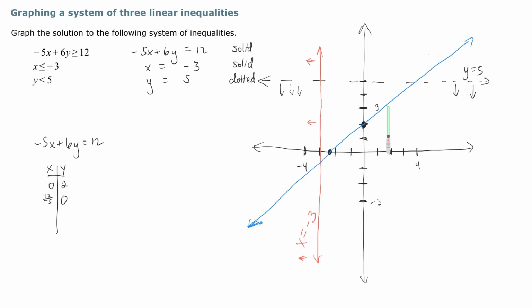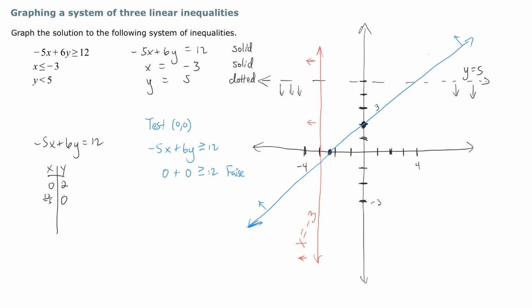Now we just got to test this blue line, or test this original inequality. Let's pick 0, 0. 0, 0 is not on that line. So let's test 0, 0 and see if we need to shade it. Negative 5x plus 6y is greater than or equal to 12. If you test 0, 0, we get 0 plus 0 is greater than or equal to 12. Well, that's false. So shade away from the 0, 0 side. So that means we got to shade up.